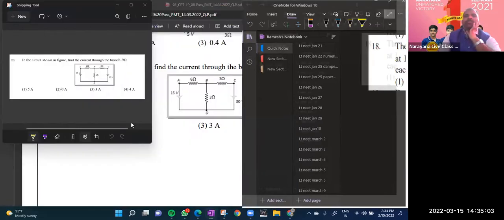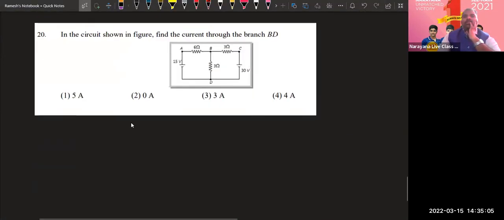In the circuit shown in the figure, find the current through the branch BD. I counted the questions, approximately 20 questions. Directly we discussed them in the class. I sent a PDF. I counted approximately 20 questions came, as it is. If you have doubt, check it. Okay. Anyway, in the circuit shown in the figure, find the current through the branch BD.